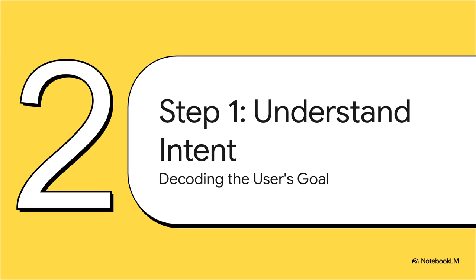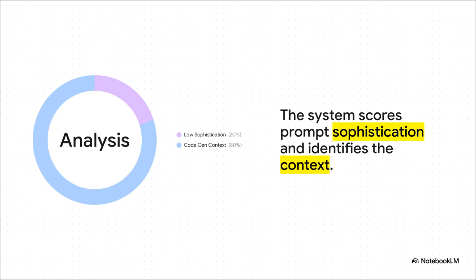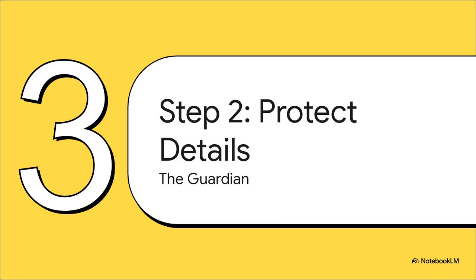First stop on the journey, understanding your true intent. Our prompt has just walked in the door, and the system's first job isn't just to read the words, but to figure out the actual goal behind them. So what it does is it starts by giving the prompt what's called a sophistication score. Our little prompt gets a pretty low score, which is the system's way of saying, okay, this person is probably going to need some handholding. Then it zeroes in on the context. It sees keywords like function and immediately tags our goal as code generation. Simple as that.